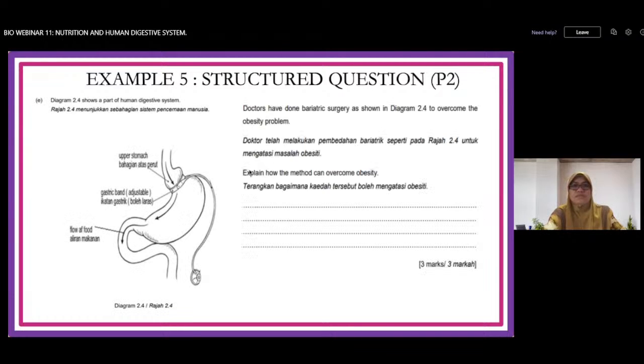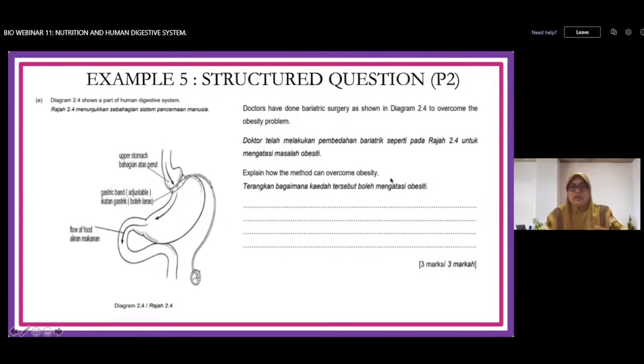Tengok sikit soalan ni. Nak habis dah. Example 5, structure, contoh yang kelima, satu lagi soalan structure. Doctor have done bariatric surgery as shown in diagram 2.2 to overcome the obesity problem. Ni sama lah juga dengan bypass tadi, gastric bypass surgery. Explain how the method can overcome obesity.